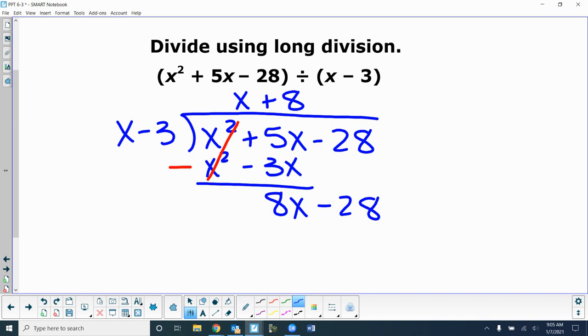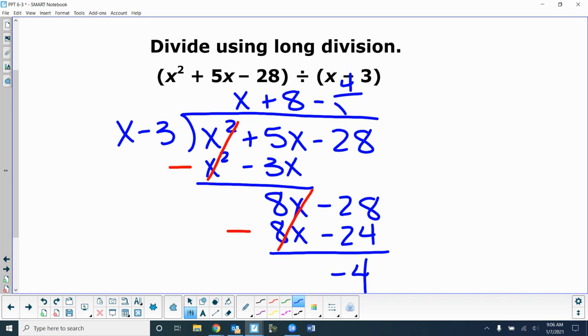You with me? Yes. 8 times x. 8 times negative 3. Now what? Subtract. 8x minus 8x, that's what's supposed to happen, right? What's negative 28 minus a negative 24? Negative 4. That's my remainder. So I put minus 4 over x minus 3. Simple.